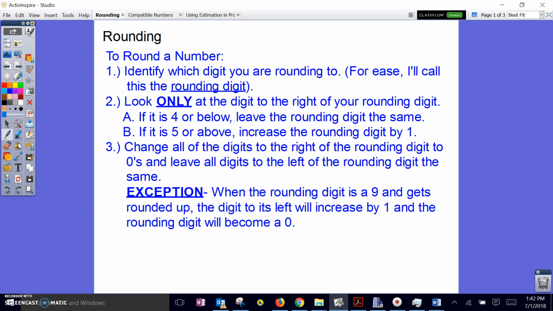The first thing we're going to do is identify which digit we're rounding to. For ease, I'm going to call this the rounding digit in our further descriptions of it. So first we find which digit we're rounding to.